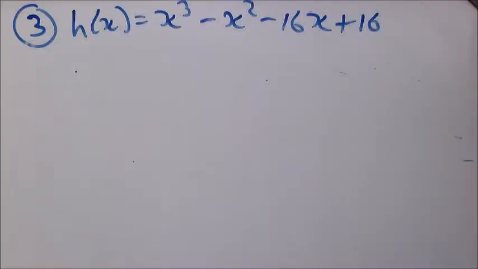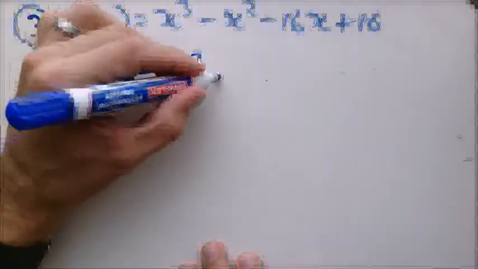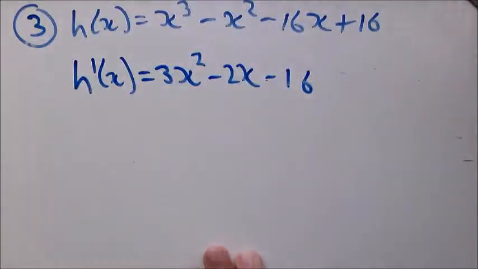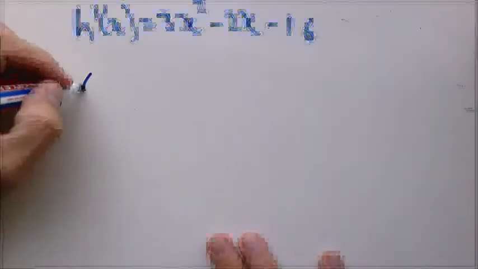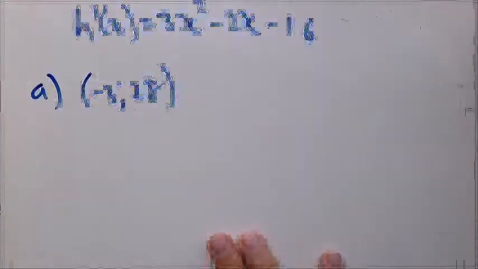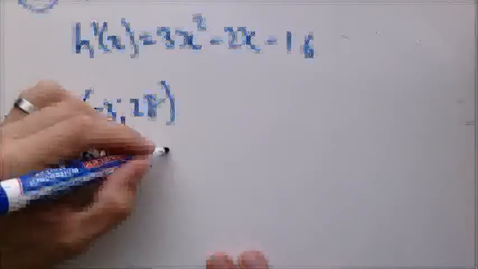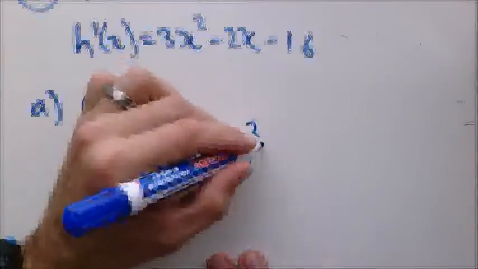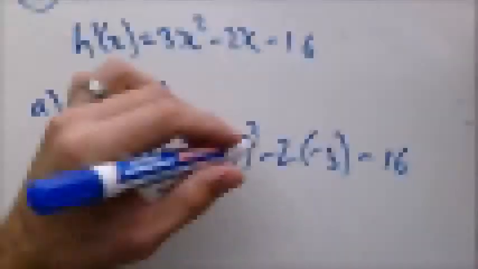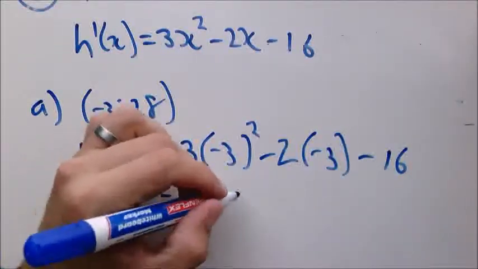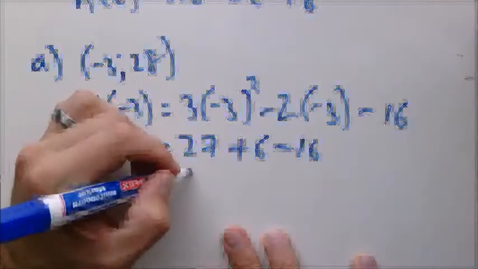Okay. First step is, as always, get the derivative. So it's 3x squared minus 2x minus 16. Okay. Now we're ready to do our calculations. So for A, they told us negative 3 and 28. Now we just substitute. So it's 3 times negative 3 squared minus 2 times negative 3, minus 16. So here goes, 9 times 3 is 27, minus 6, plus 6 minus 16. So it is 17.